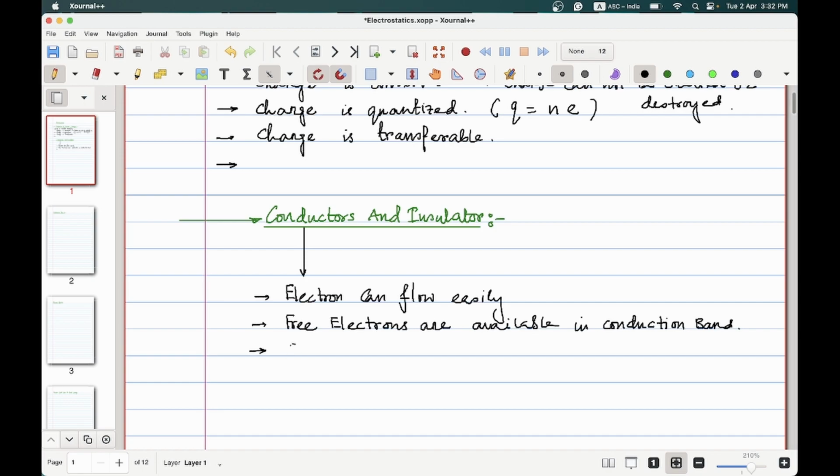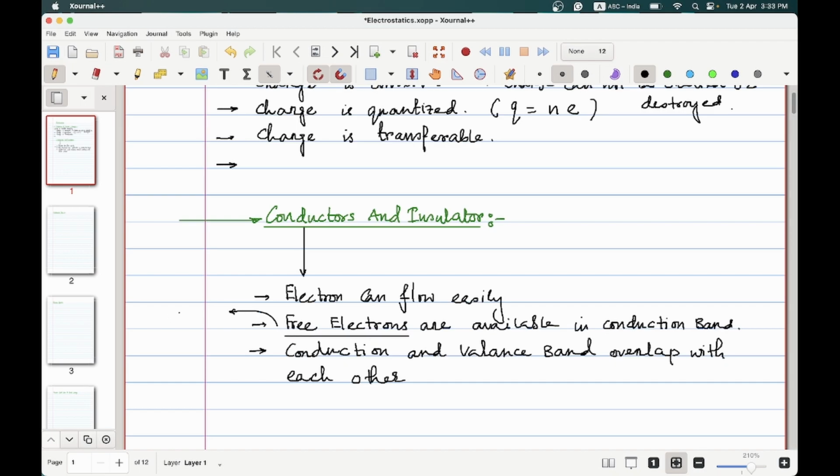and the conduction band and valence band overlap with each other. Now, as the valence band overlaps with the conduction band, free electrons are available in the conduction band, and these free electrons take part in conduction.